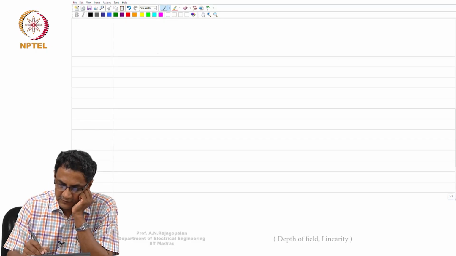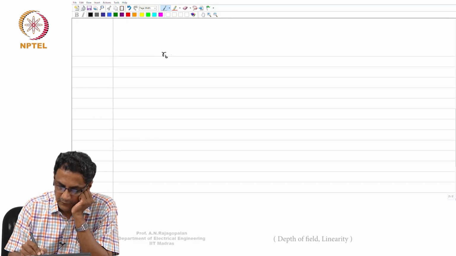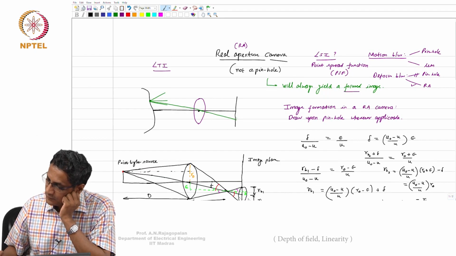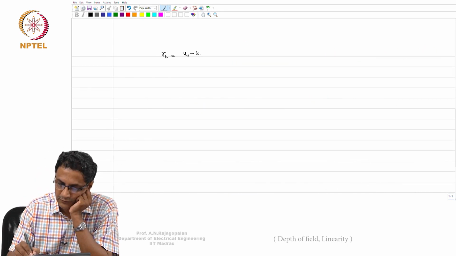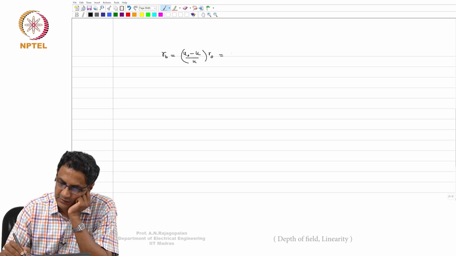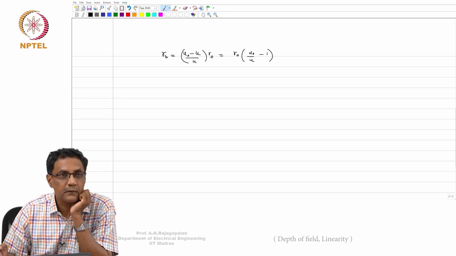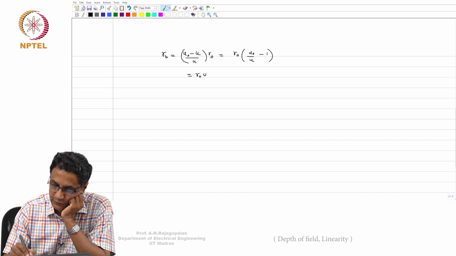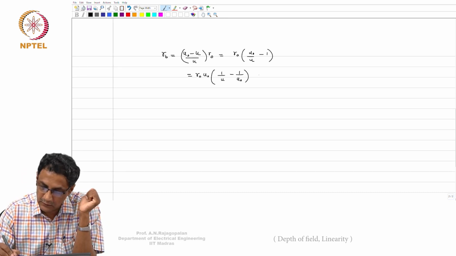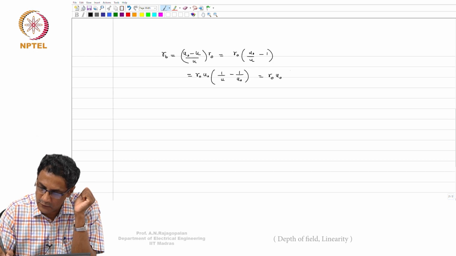Now let's just look at this RB. What is it? It is equal to (U naught minus U) by U into R naught. So let us write this as R naught into (U naught by U minus 1), and pull out U naught. So we'll get 1 by U minus 1 by U naught. Correct. And now let's substitute for 1 by U from the earlier equation.